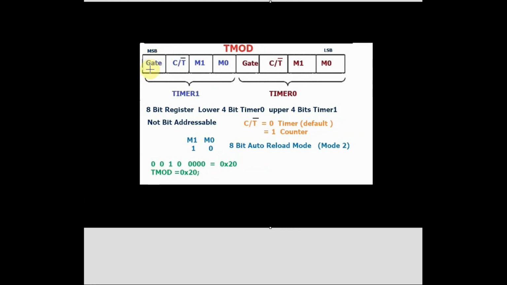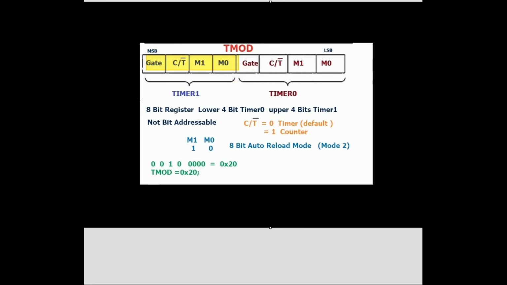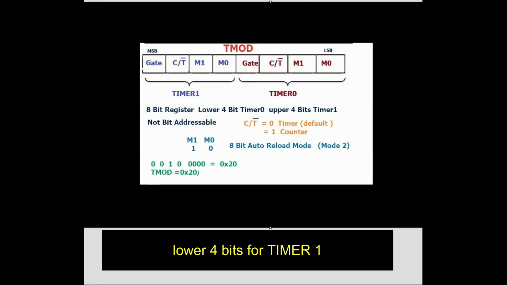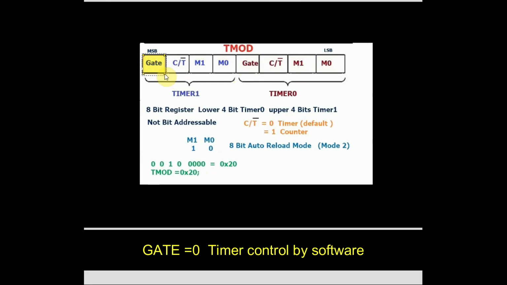And the next one is the TMOD register. TMOD is the timer mode control register, and it has 8 bits. This is not bit addressable, and it controls 2 timers, that is, the usage mode of the 2 timers. The lower 4 bits are for timer 1 and the upper 4 bits for timer 0. We will be looking at timer 1.